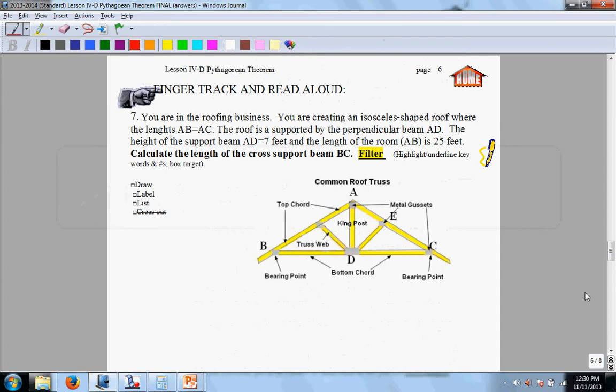We're on Unit 4, Lesson D, Pythagorean Theorem, Problem 7. You are in a roofing business. You are creating an isosceles-shaped roof, that's an important part, where the lengths of AB equals AC. So if you haven't done so already, you should be marking these lengths congruent.